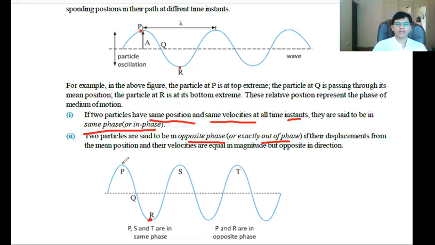Means the phase difference between this and that, how much is it? Tell me, what is the angle difference between these two? Pi, right? So if the angle between two points is pi, then opposite phase means they are going opposite. Yes or no? Clear? Anyone have any issue in this? I hope all of you understood same phase and opposite phase.